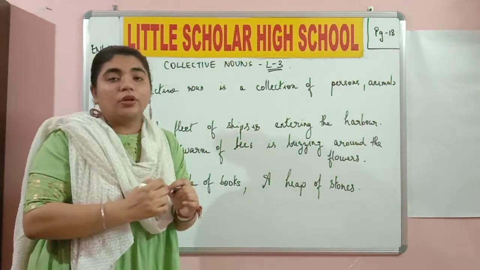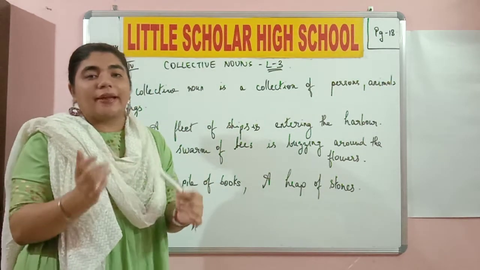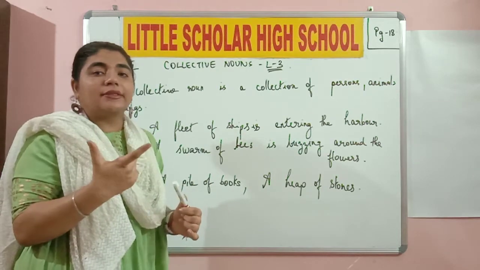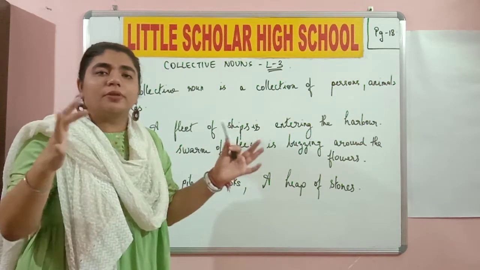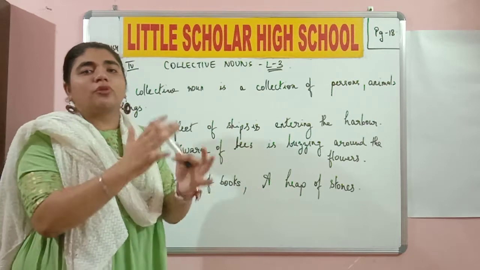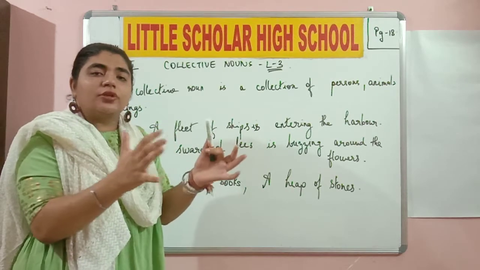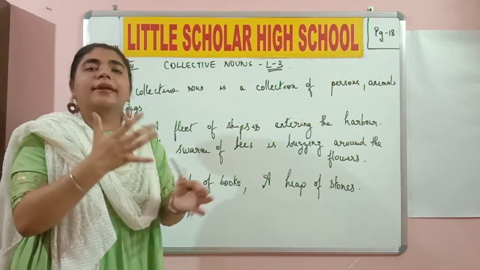You know what is a noun? A noun is the name of a person, place, animal, or thing. What do you mean by collective? Something grouped together, something brought together, a collection of items. So all these nouns, if they are brought together, they are called collective nouns.